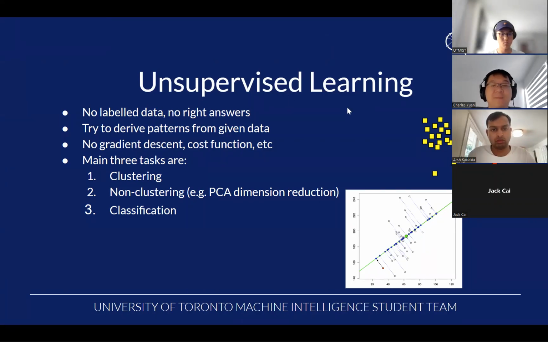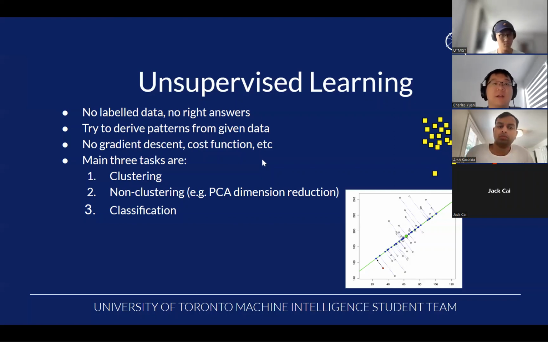But anyways, so for unsupervised learning, the three main subcategories are clustering, non-clustering, and classification. So clustering involves finding clusters that group data together to extract meaningful patterns. If you want a good example of this, feel free to check out the employee attrition factors project from last year, where they figured out different factors and grouped them together using clustering to determine what factors were key causes for employees leaving their jobs.